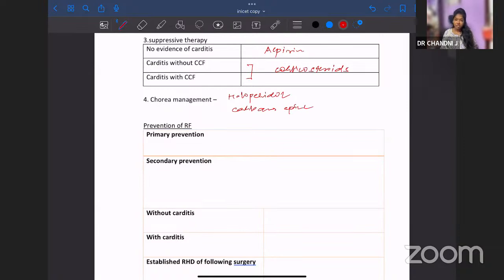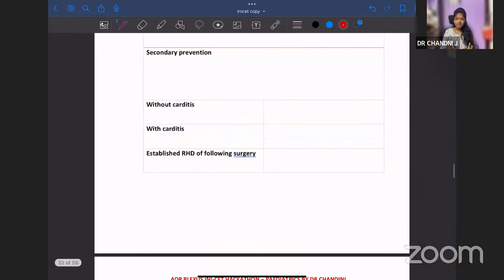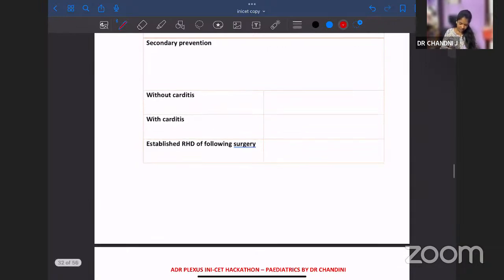Now coming to the prevention, this is only important. Primary prevention is preventing the occurrence of disease by hand hygiene, all that. Secondary prevention is streptococcal infection has occurred. Now you have to prevent rheumatic fever. How to prevent rheumatic fever in already a patient who has got rheumatic fever? So you see whether it is without carditis, with carditis, or rheumatic arthritis.